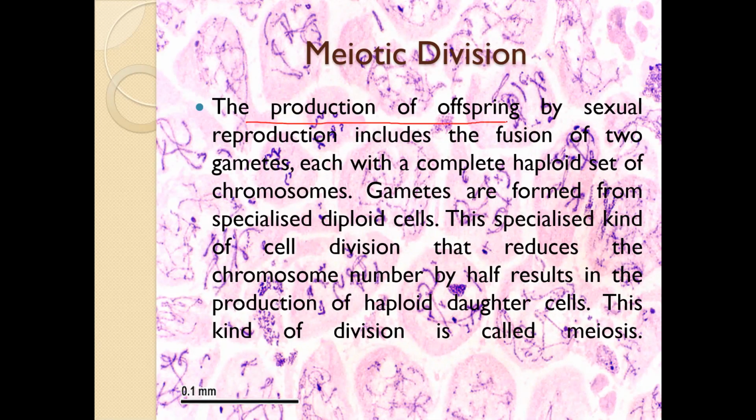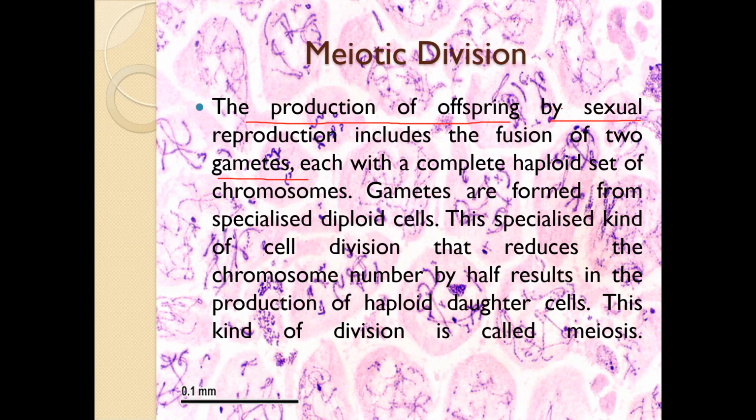The production of offspring by sexual reproduction includes the fusion of two gametes. From our previous class, I think you remember that from the first slide itself we started our discussion that every organism starts its life from a single cell. So here are the steps which show us the process of producing this single-cell zygote.